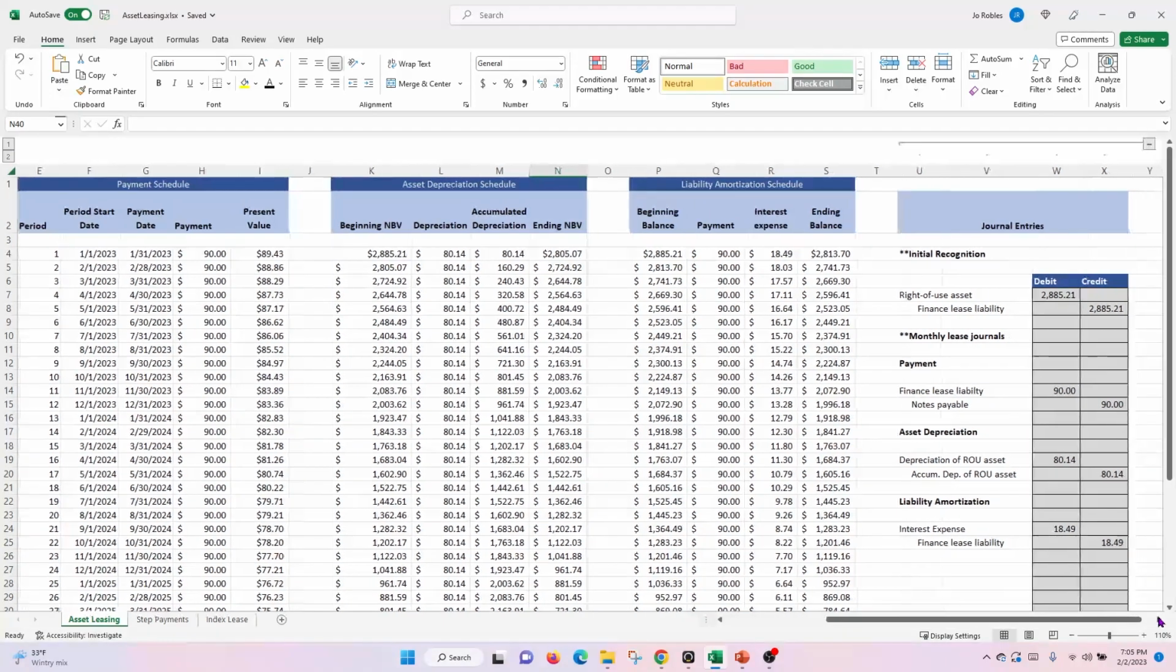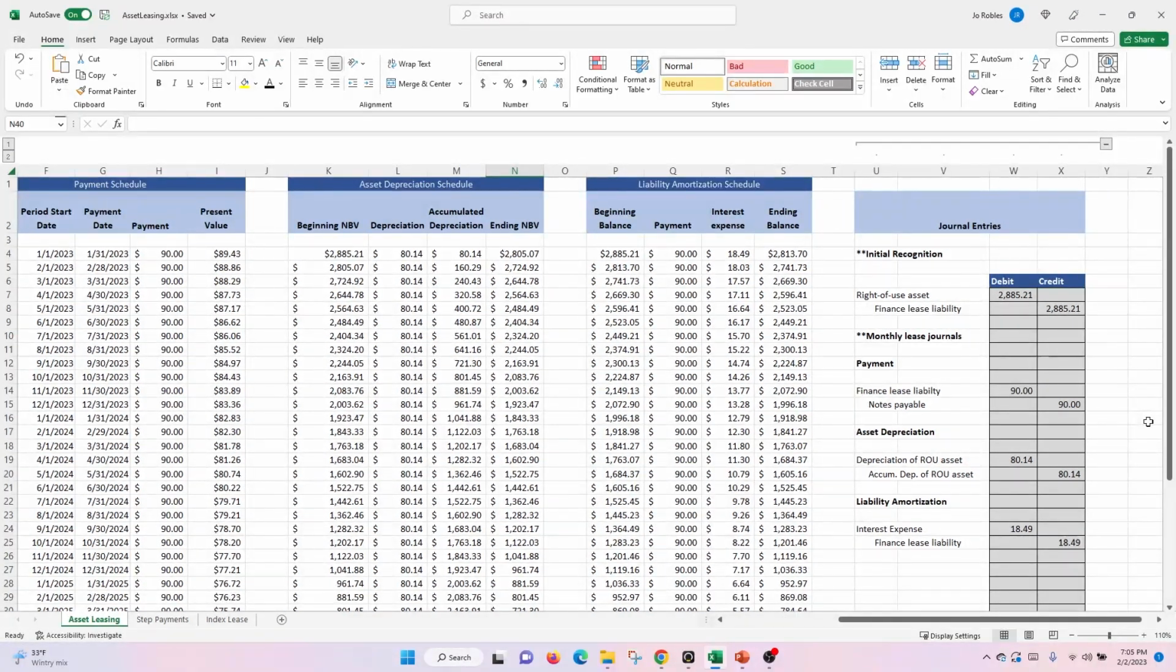Now let's move on to the journal entries. So when you first sign your lease, you're going to have to put it on your books. And to do that, you're going to debit the right of use asset and you're going to credit your finance liability. And you're using that NPV of the payments as the amount.